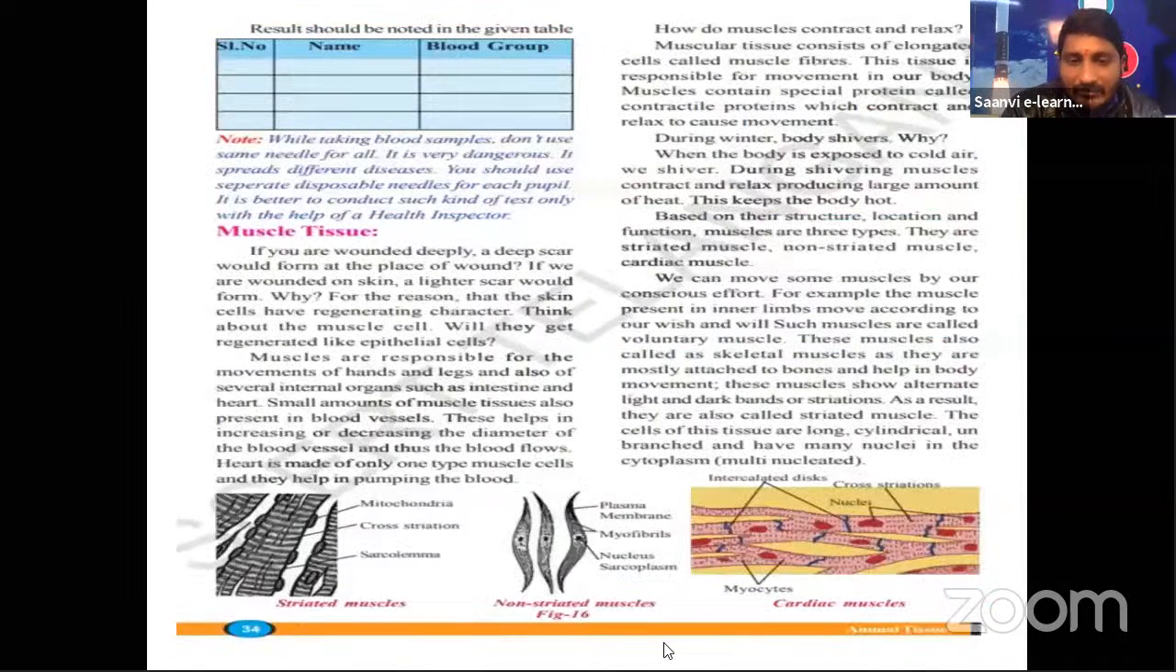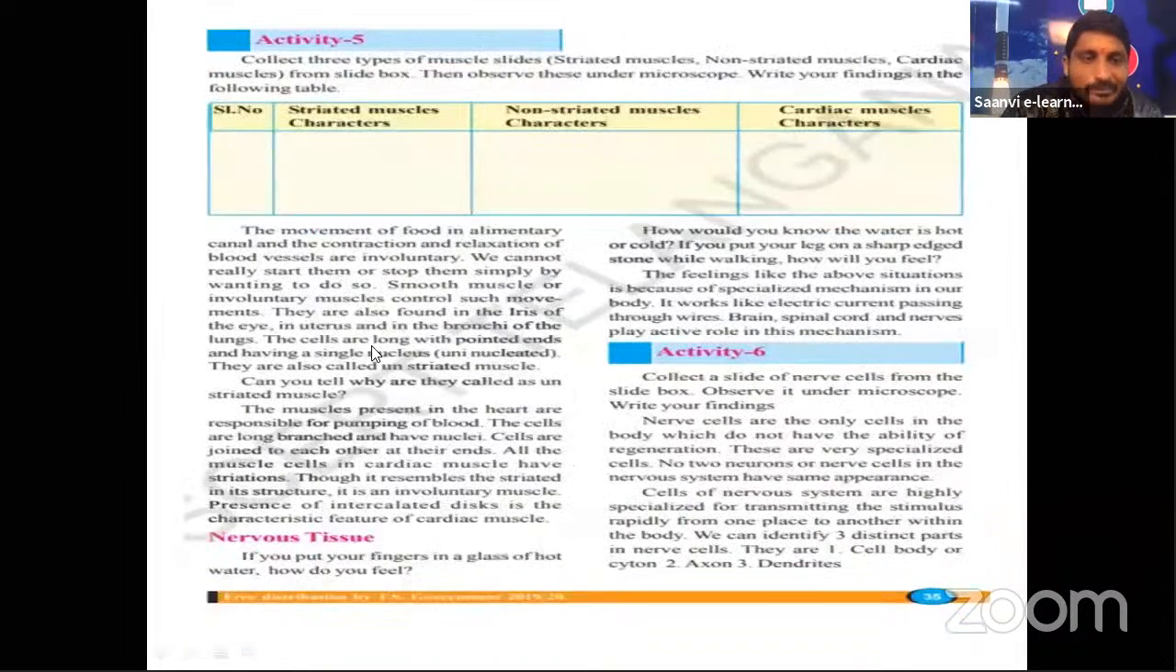Look at the screen, all of you. Cardiac muscle, these are branched. See here, and the nucleus is also present here. The muscles present in the heart are responsible for pumping of blood. The cells are long, branched and have nuclei.